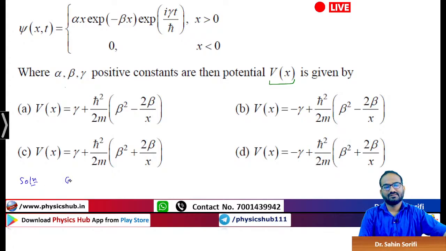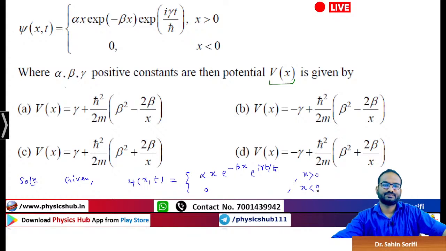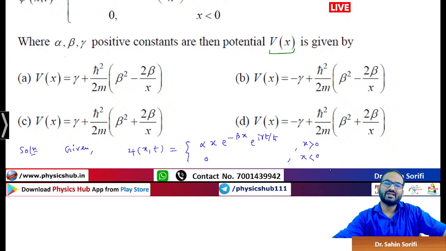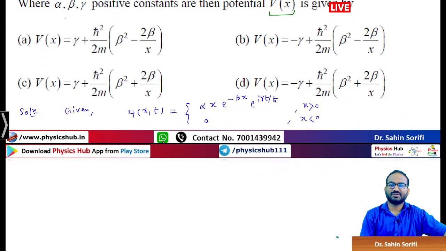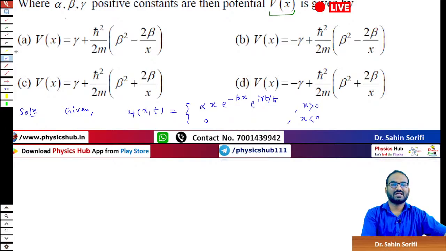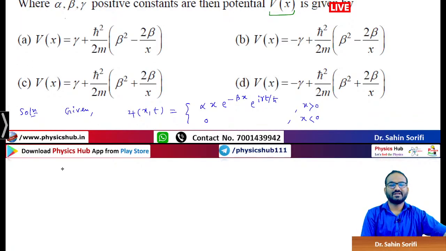So what is given? We are given psi of x,t equal to alpha x e to the power minus beta x e to the power i gamma t by h cut. This is for x greater than 0 and it is 0 for x less than 0. Now, because the function is given to be dependent on time, we have to use the time dependent Schrodinger equation.